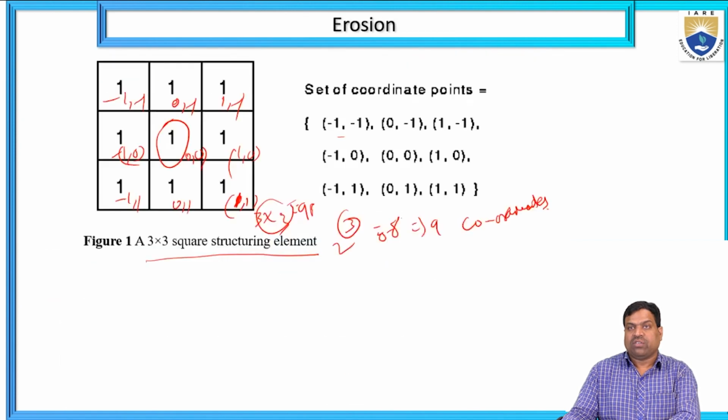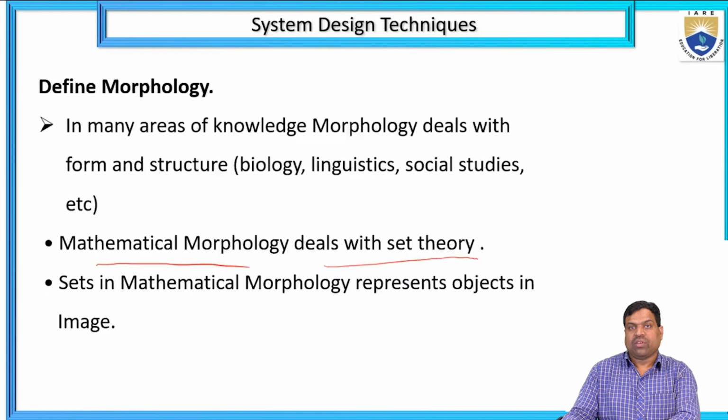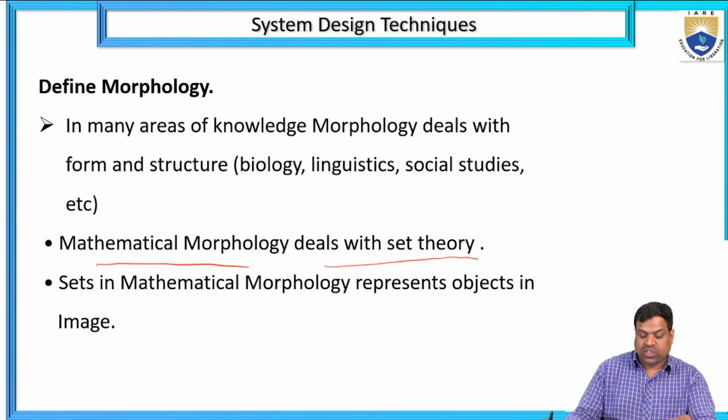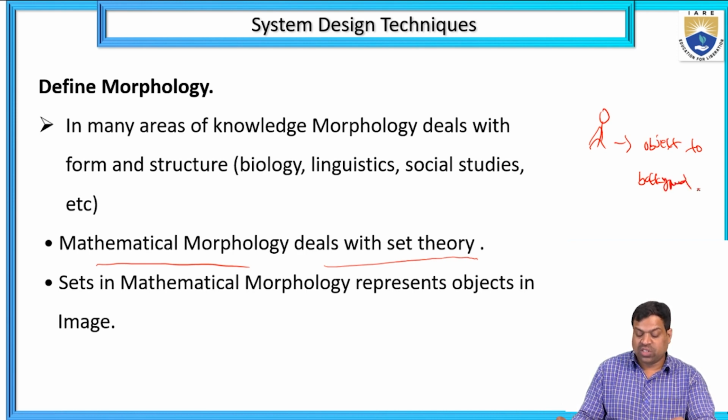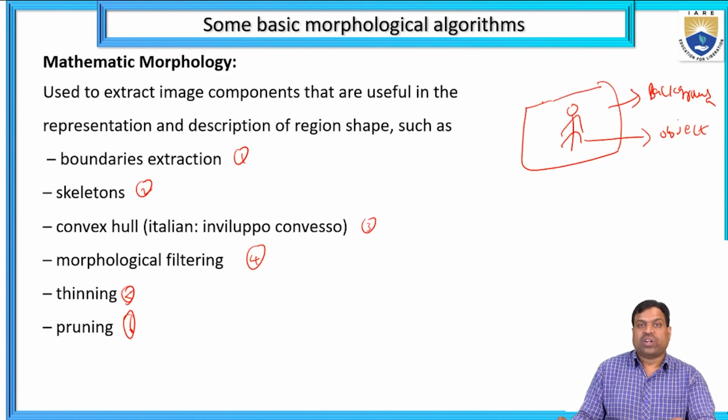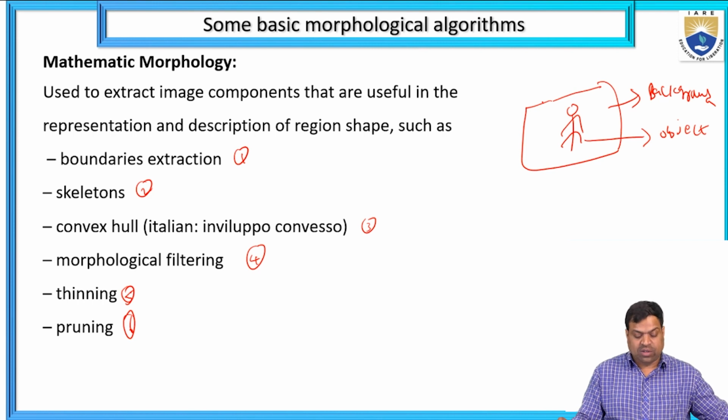So overall, we discussed morphology. Morphology is nothing but changing the object to background or background to object for improvement. So mathematical morphology is used. Here mathematical morphology represents objects in an image. So what are the mathematical morphology techniques? Boundary extraction, skeleton, convex hull, morphological filtering, thinning and pruning.